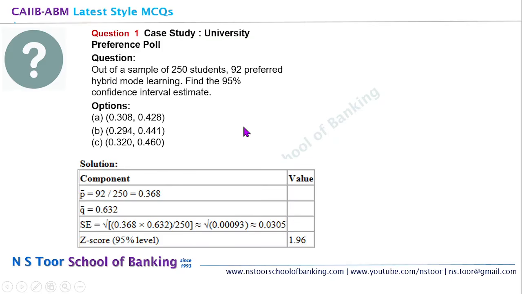So let us start with the first question, and the first question is a case study on a university preference poll. So what is the question? Out of a sample of 250 students, 92 preferred hybrid mode learning. Find the 95% confidence interval estimate.